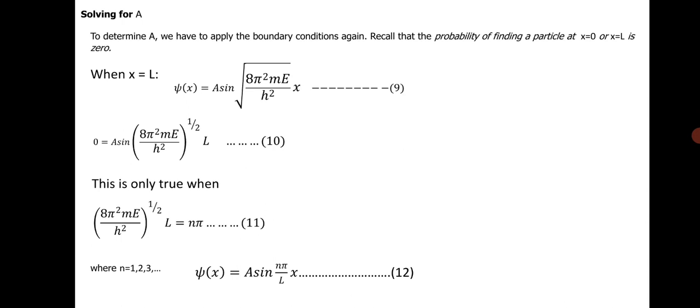So therefore equation 9 becomes psi of x is equal to A sine n pi by L into x, because square root of 8 pi square m e by h square is equal to n pi by L. Okay, so this is the simplified expression for the wave function.